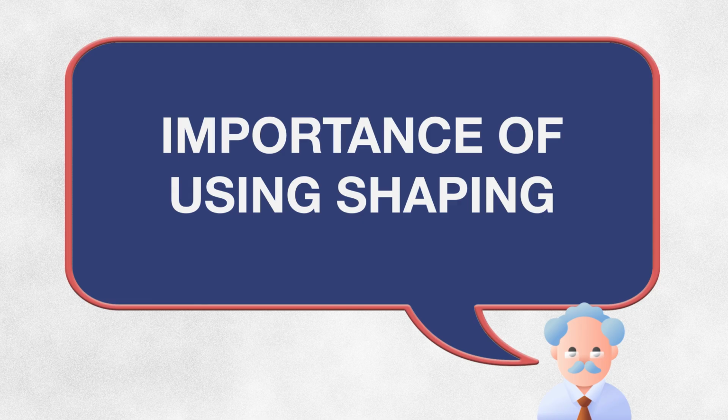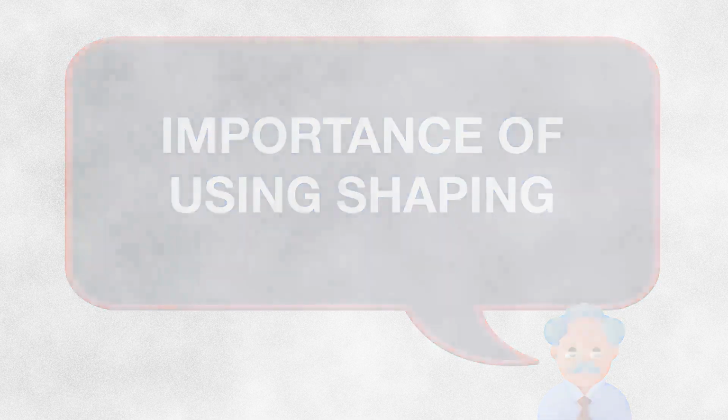These examples show how shaping makes hard tasks easier by breaking them into smaller steps and reinforcing progress along the way. Shaping is important because it helps clients learn complex skills that they can't do all at once. By reinforcing small improvements, you make it more likely the client will keep trying and eventually succeed. This step-by-step approach also builds confidence and prevents frustration. Without shaping, many important behaviors would be too difficult to teach.